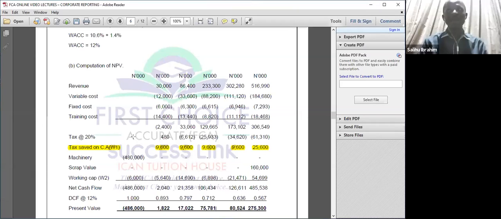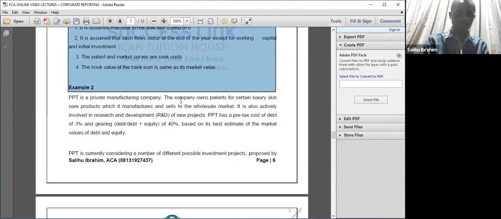And after you have computed your profit, you need to add back the capital allowance because capital allowance is a non-cash item. And for computation of NPV, the items you need must be items that are cash in nature. All right. So these were the two questions I got yesterday, and I needed to quickly bring it to the attention of everybody here in case of similar occurrence in your exam.